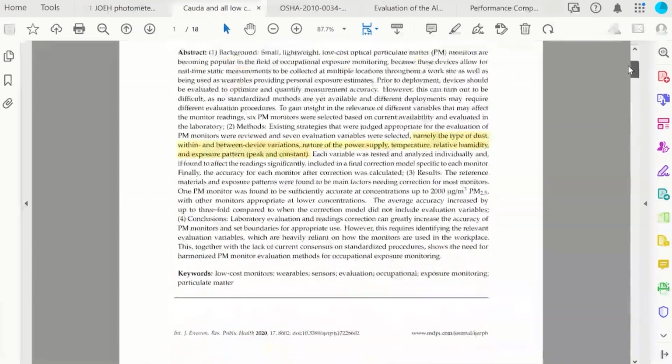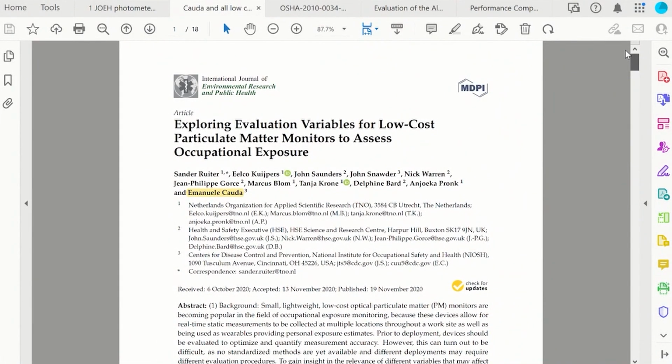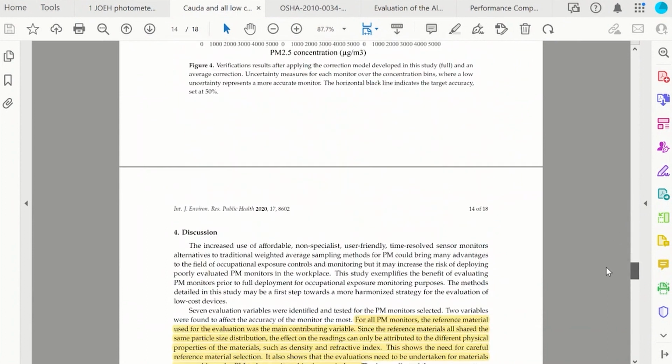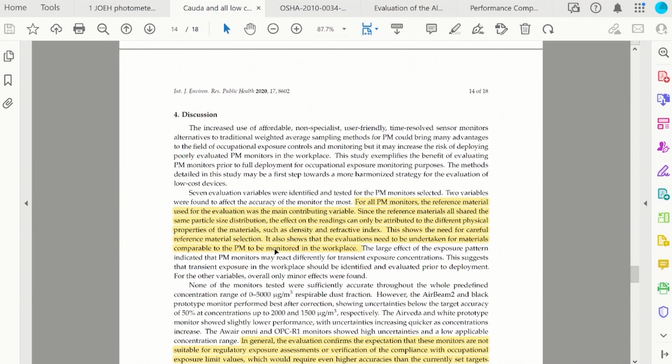Here's another one. This is a more recent one to get a look at. They tested out these low cost monitors as opposed to the Slagley article that I showed you. They were looking at, I believe, the SidePak. But they conclude for all PM monitors, the reference material used for the evaluation was the main contributing variable. And so that's where you're going to get your difference: whatever dust the device was calibrated to, you're not going to probably have that same dust. So you're going to need to correct it.